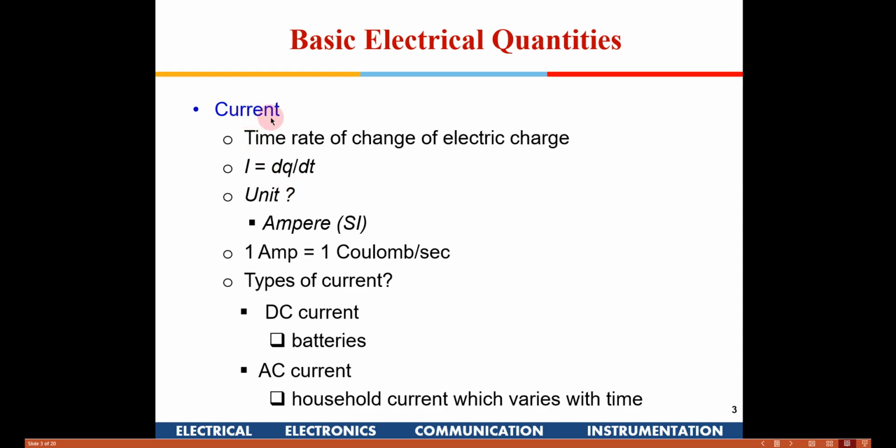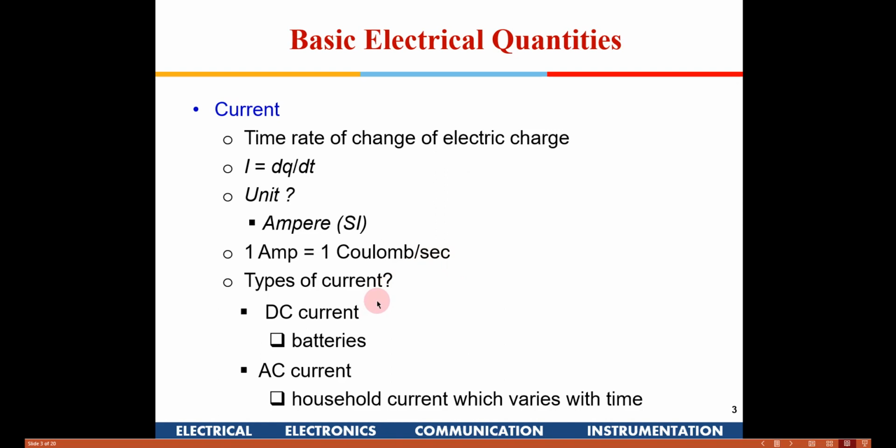The second one is current. Current is nothing but the rate of change of electric charge, given by dq by dt. If you take a cross section anywhere in a circuit, the rate at which charge passes through that cross section is known as current. It is coulomb per second, or alternatively ampere. So 1 ampere is 1 coulomb per second. It indicates that charges are moving across the cross section wherever we have taken the reference.